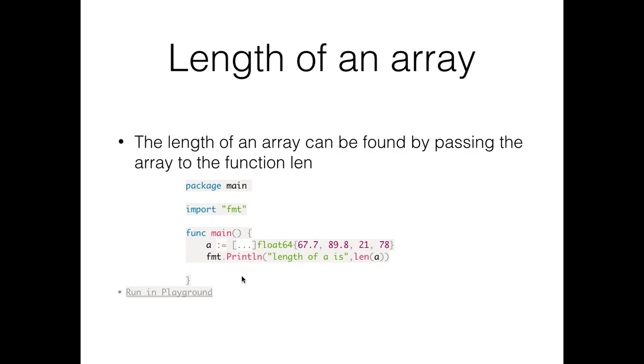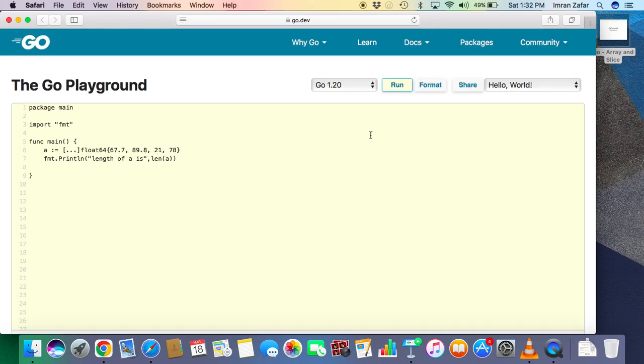So in the main function, you can see that a is defined as a float type array and takes 1, 2, 3, 4 values. And then we are printing the length of the array as len(a) inside the Println function. And if you run this, you can have a look at the length as 4.